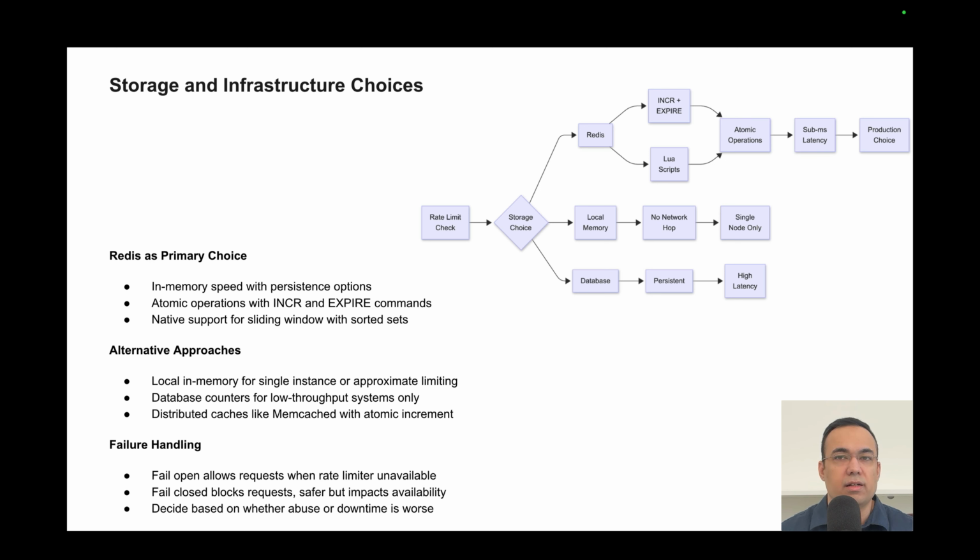The key insight is that Redis is the industry standard for rate limiting storage because it provides the right combination of speed, atomicity, and data structures. Unless you have specific reasons to choose something else, you should definitely start with Redis.